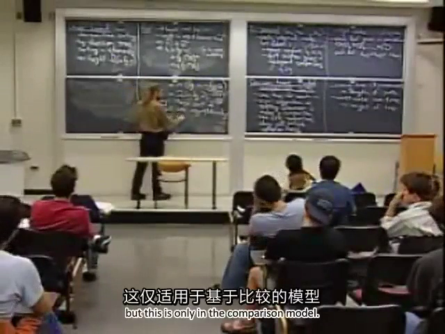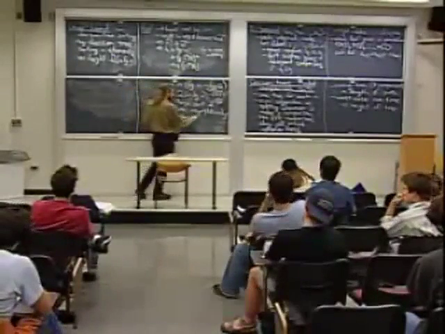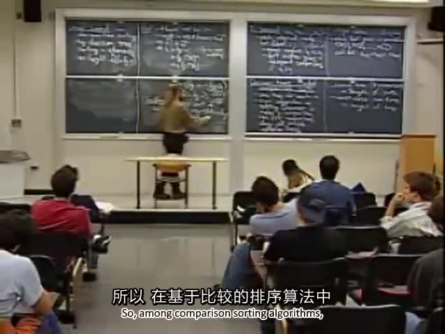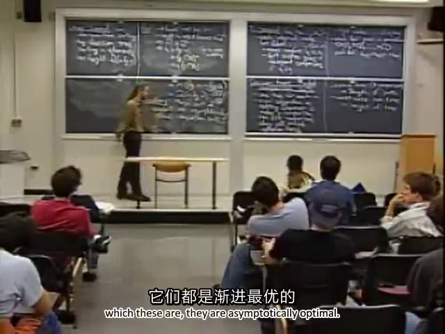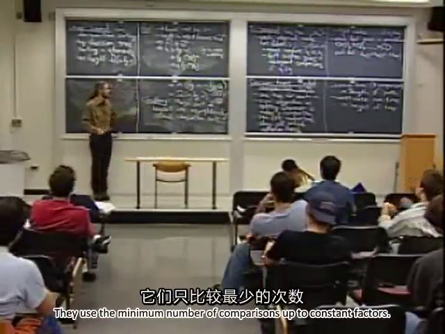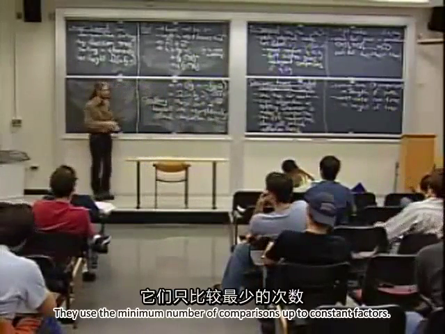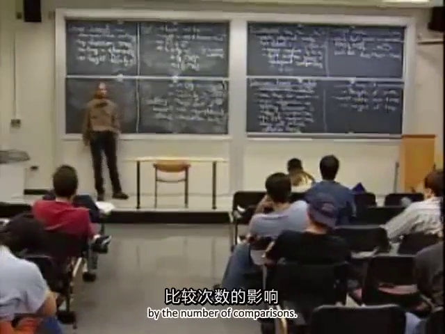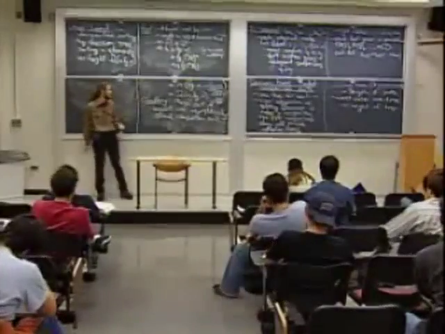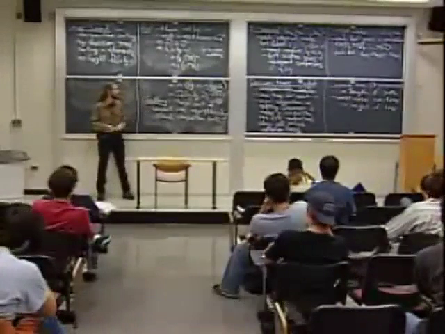But this is only in the comparison model. So among comparison sorting algorithms, which these are, they're asymptotically optimal. They use the minimum number of comparisons up to constant factors. In fact, their whole running time is dominated by the number of comparisons. It's all theta n log n. So this is good news.